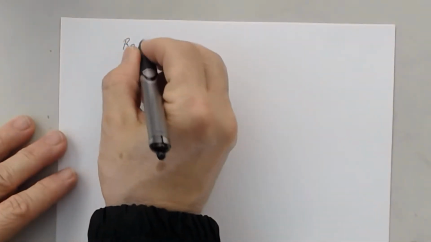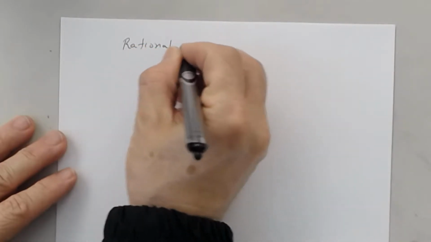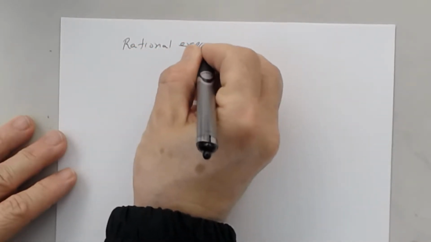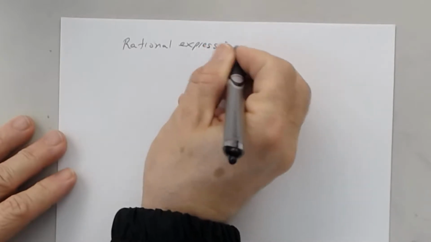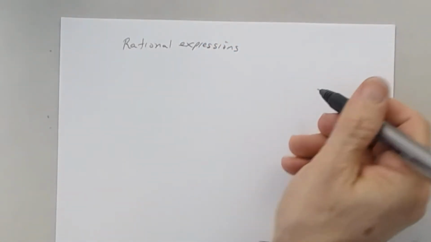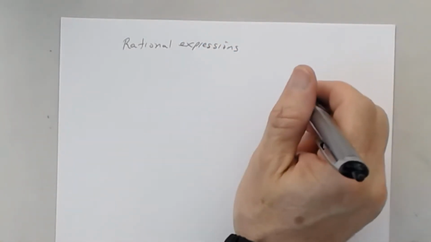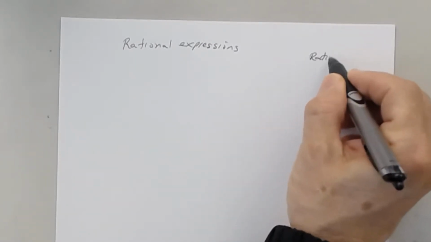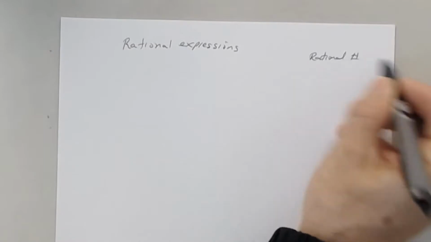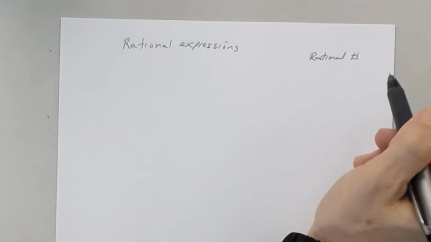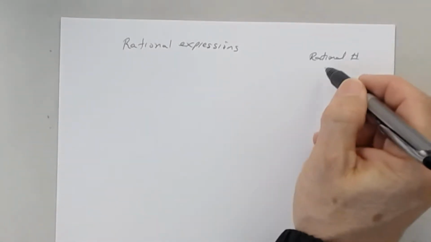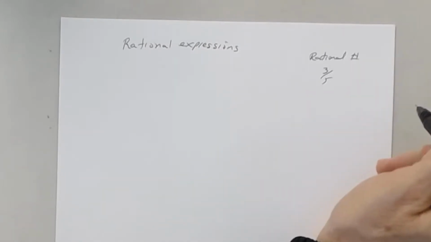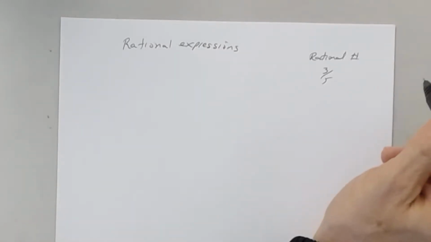All right, so rational expressions. Okay, so you dealt with rational numbers before, right? So let's remember what a rational number is. A rational number that you're more familiar with, like 3/5. 3/5 is a rational number.